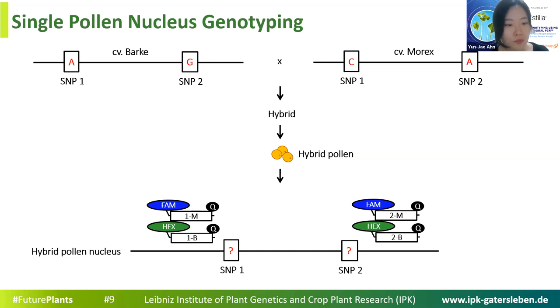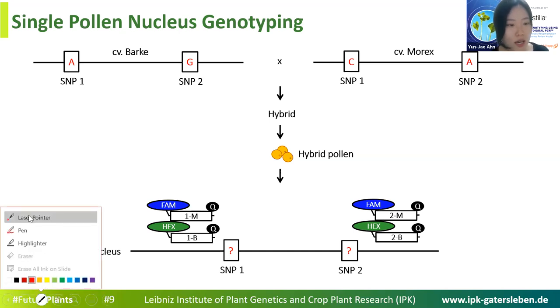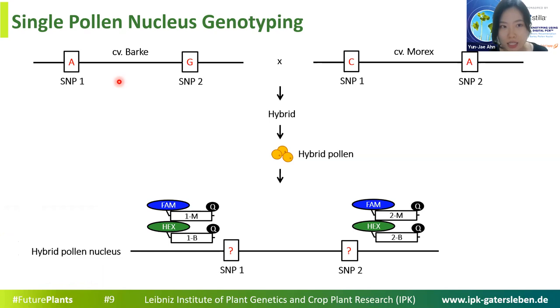So what we did was select two different polymorphisms between two different cultivars. We had Barke and Morex, two barley cultivars. We selected two SNPs; it could also be indels. And in hybrid pollen nuclei, we genotyped these two SNPs at the same time.